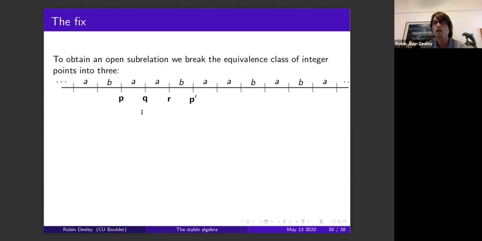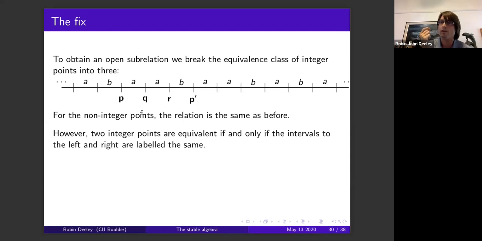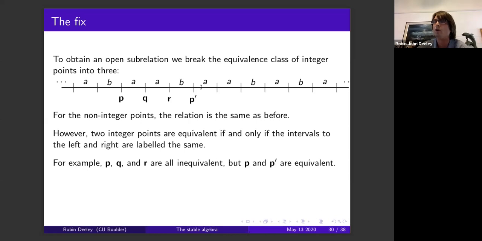We define integer points to be the same if and only if their labels on the left and the right match with the other one, right? So you see here, this P and this P prime, the labels on the left are both B and the labels on the right are both A. So these 2 points are going to be equivalent in this new relation, but the other points, P, Q, and R, are going to be non-equivalent points. So we've taken this one equivalence class of all integer points and we've broken it into 3 equivalence classes.